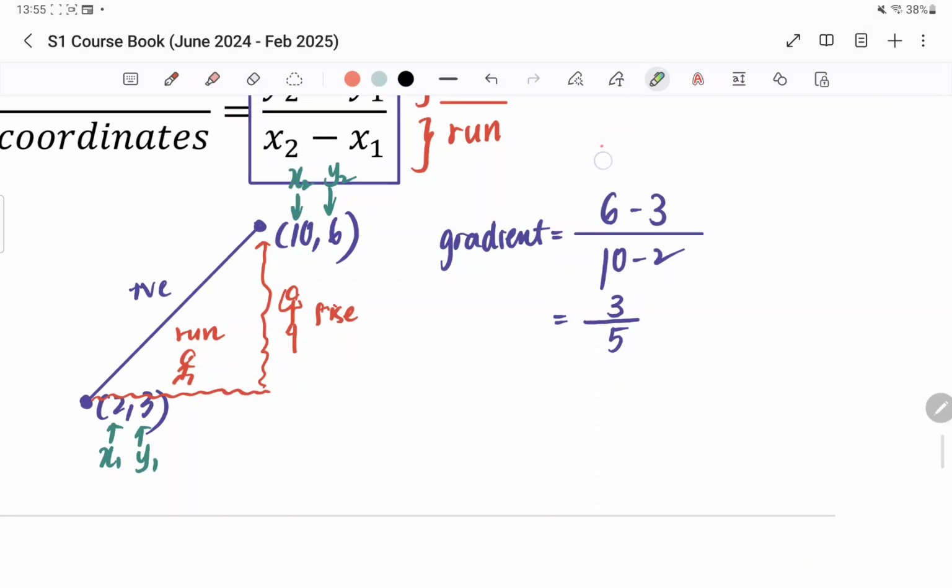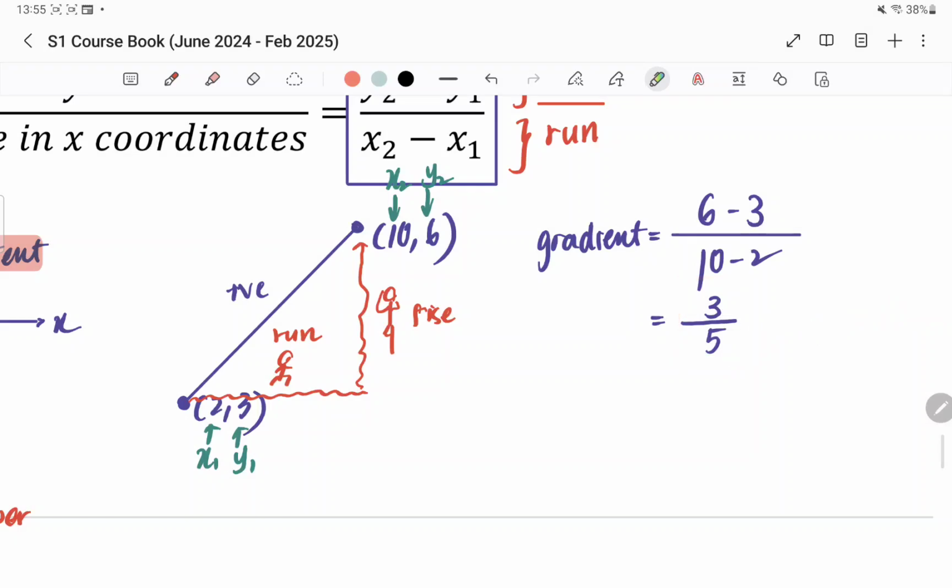Gradient equals y2 minus y1, so it's 6 minus 3. And then this is x2 minus x1, the denominator, so it's 10 minus 2. When you get this, you will get your gradient. And what do you realize from this gradient? It is a positive gradient. When it's a positive gradient, you need to check, is this true? Is my line going upwards? If it's going upwards, it means it's a positive gradient, then your answer is correct.